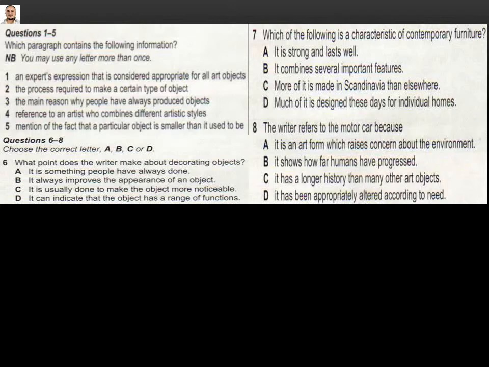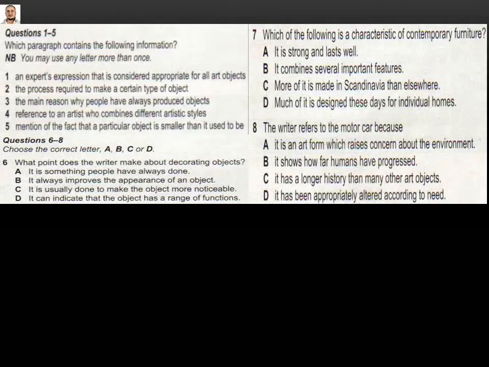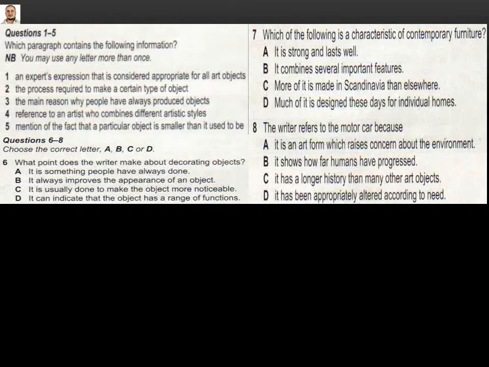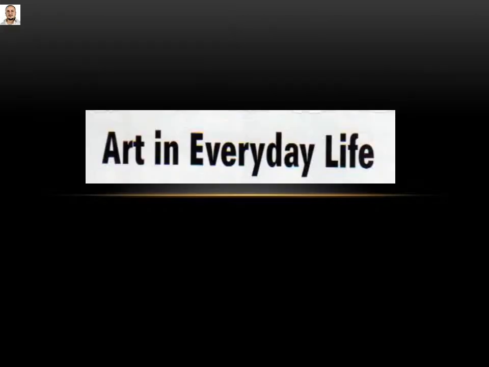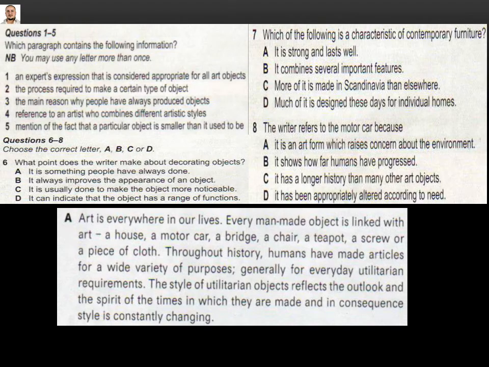8, the writer refers to the motor car because it's an art form which raises concern about the environment. B, it shows how far humans have progressed. C, it has a longer history than many other art objects. D, it has been appropriately altered according to needs. It's about the place of art in everyday life. We will start reading and answering at the same time.